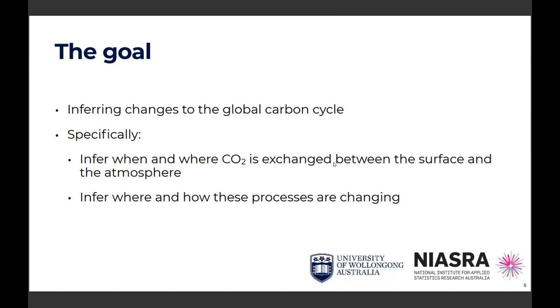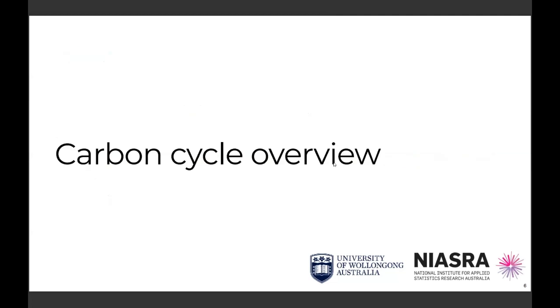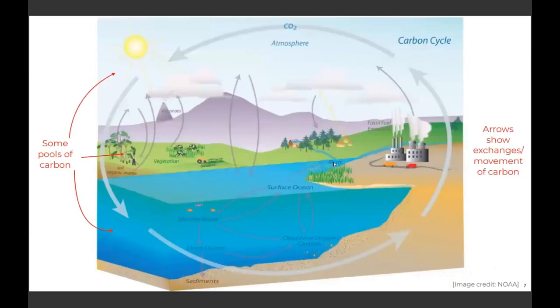So to infer when and where CO2 is exchanged between the surface and the atmosphere, and then to infer when and where and how these processes are changing. So what locations are changing most, and so on. So that's the goal. I'll talk more about it, but I'll give a bit of a rough and ready carbon cycle overview. And I'm a statistician, so maybe an atmospheric scientist or a carbon cycle scientist would be upset with what I say, but I'll just do it.